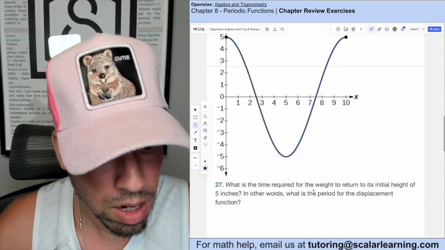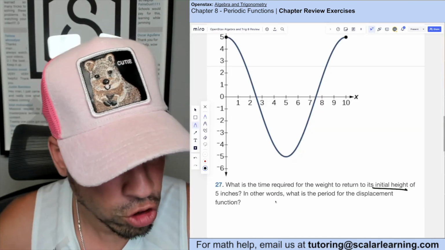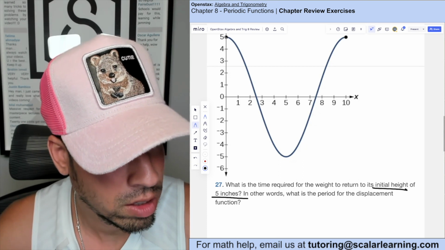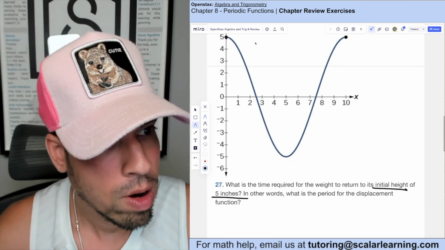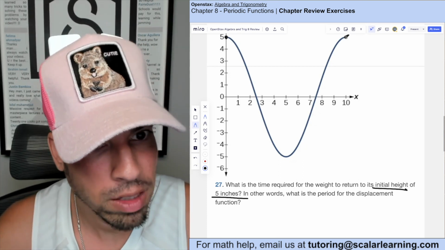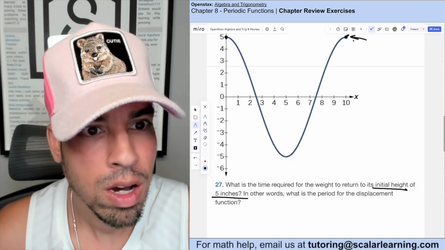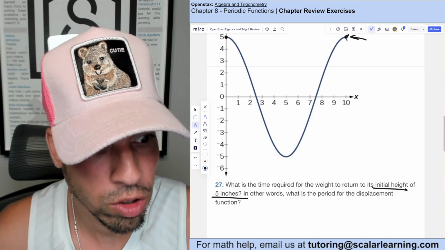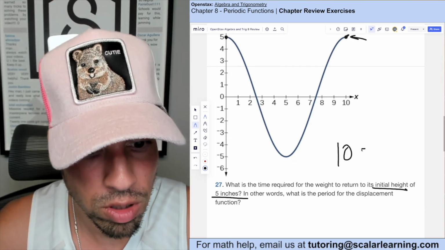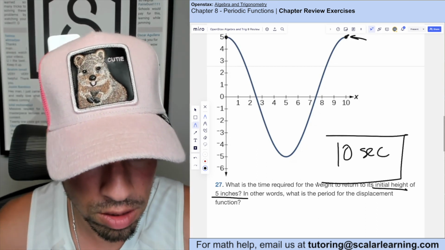So it says, what is the time required for the weight to return to its initial height of 5 inches? And here's that initial height of 5 inches. So how long does it take? Well, it comes back to 5 right here. Right? And really it says, what are they asking, the period? How long does it take? Well, it looks like it goes from time 0 to 10. So since the unit is in seconds, we would say 10 seconds, boom, done.